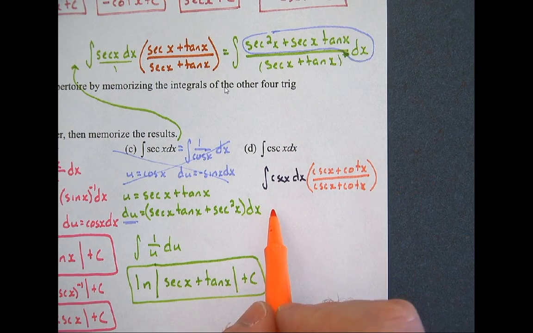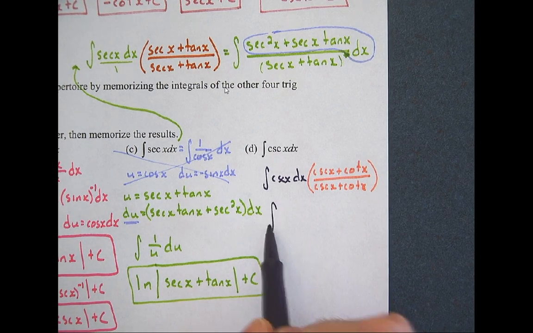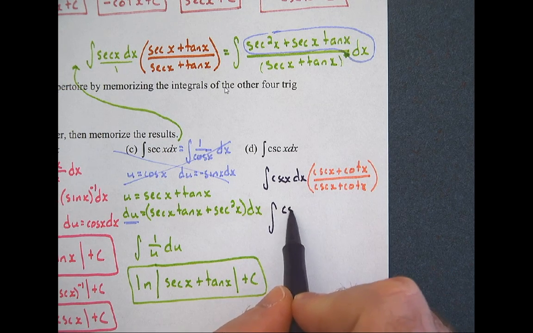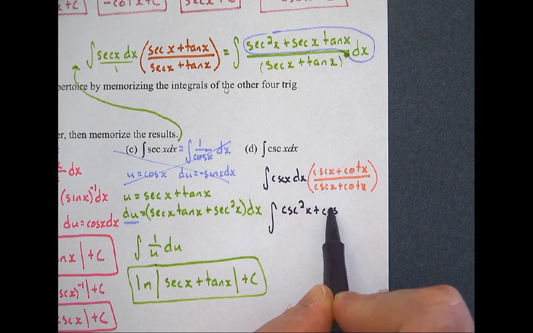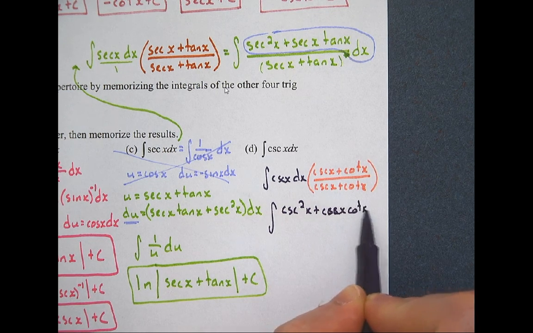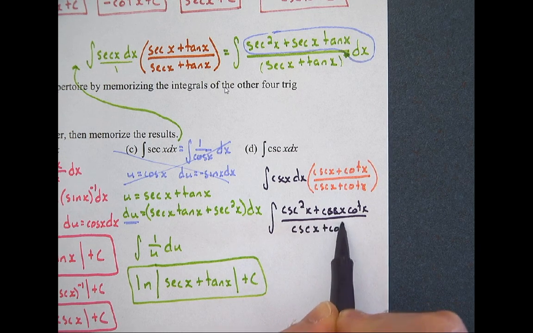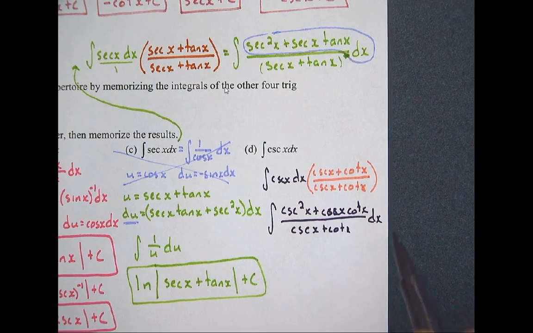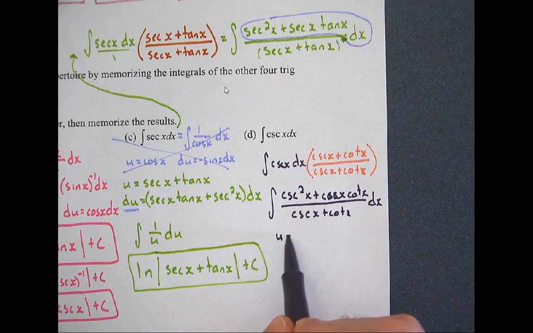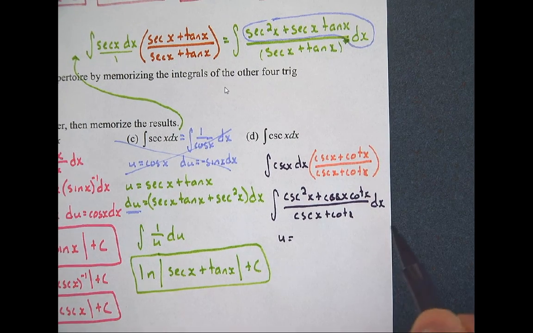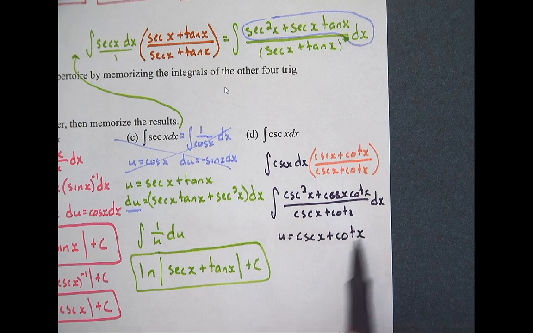Distribute again. So I now would have the integral. Cosecant times cosecant is cosecant squared. Cosecant times cotangent is cosecant cotangent over cosecant x plus cotangent x dx. Pick your u's and d's again. My u would be the thing on the bottom: cosecant x plus cotangent x.